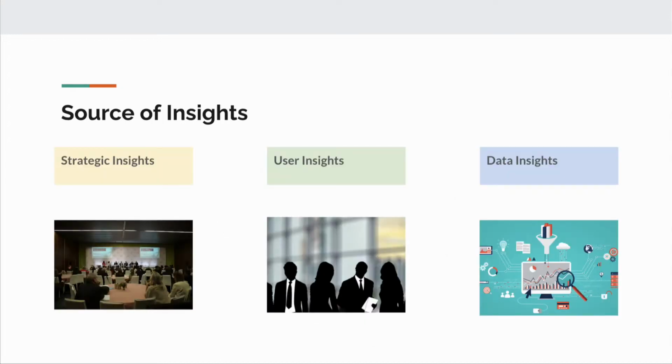The sources of insights which help us to build and prioritize the features: the strategic insights, that is the company vision and the strategic goals of your organization; user insights, which are about the users of our product, their comments, their feedback, exactly what they are saying about our product, what they like, what they dislike, what they are looking forward to; and data insights, the core data, which will help us see which areas we need to focus on.